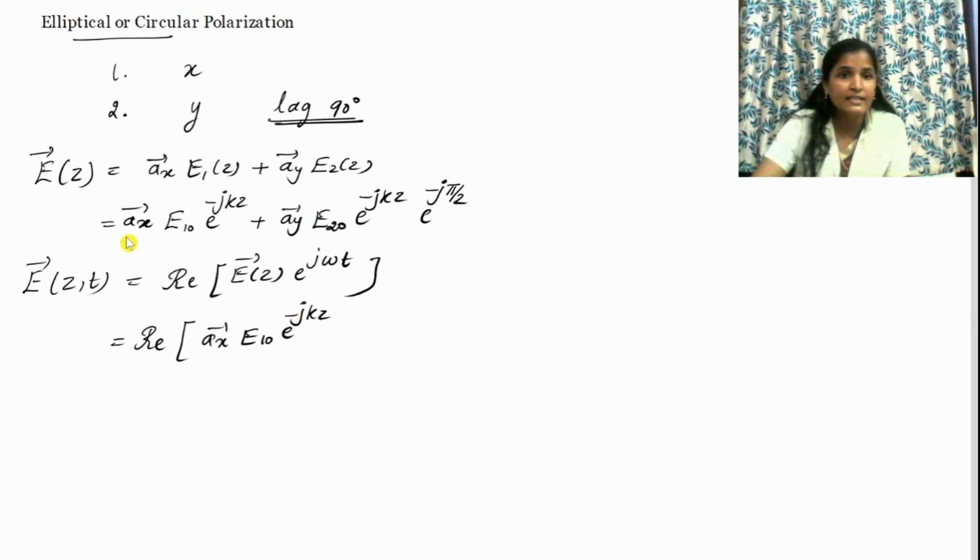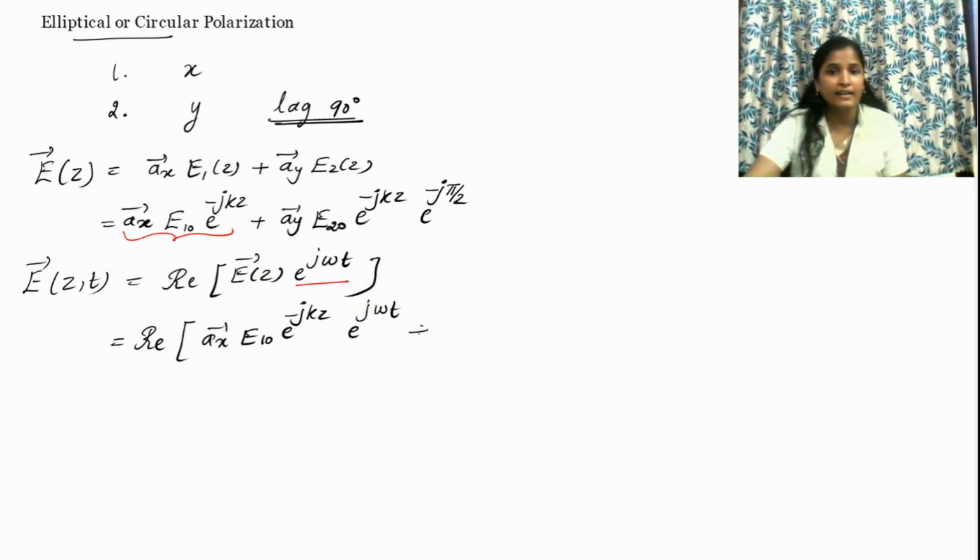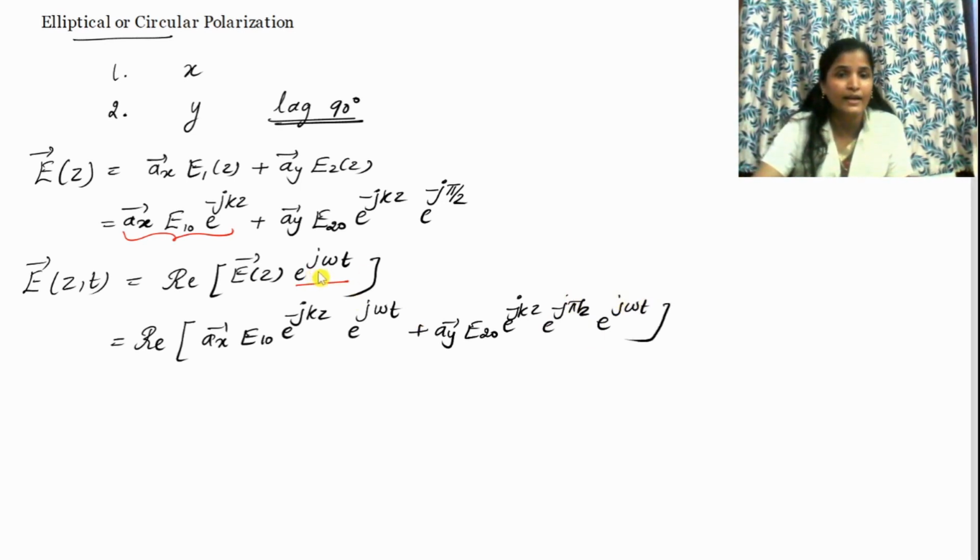Look at the first term. The first term should be multiplied with e power j omega t, so I will write the e power j omega t here. The second term is AY E2 naught into e power minus j k z into e power minus j pi by 2. Along with this, again I will use e power j omega t, because e power j omega t is common for both the terms.